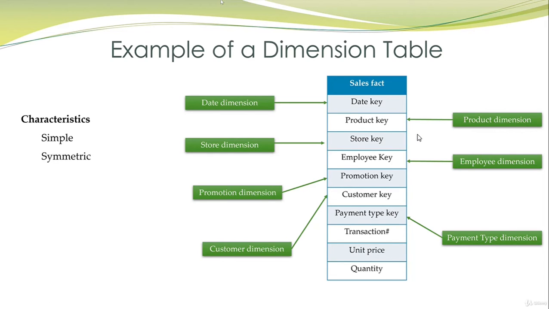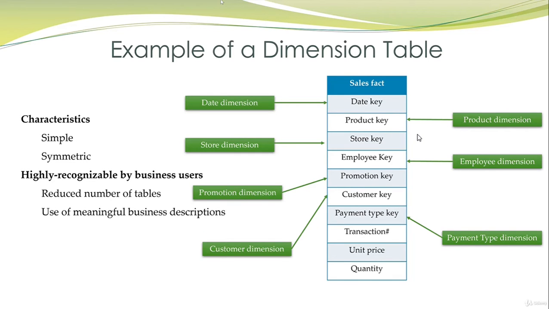Each dimension is an equivalent entry point into the fact table. And this symmetrical structure allows effective handling of complex queries. Another reason why this model is powerful is the fact that it's highly recognizable by the business users, the people who are going to look at it every day. It does not take more than a few glances to recognize that this dimensional model is actually their business.